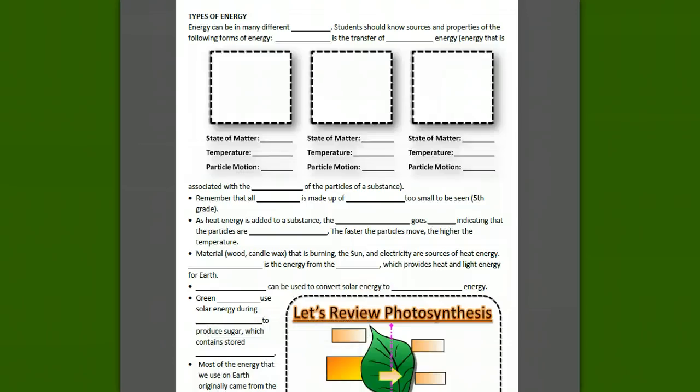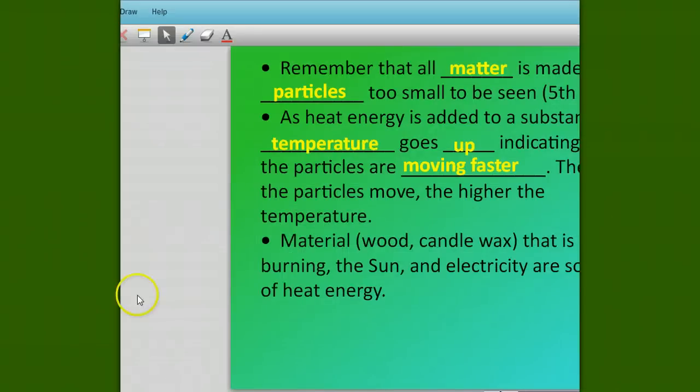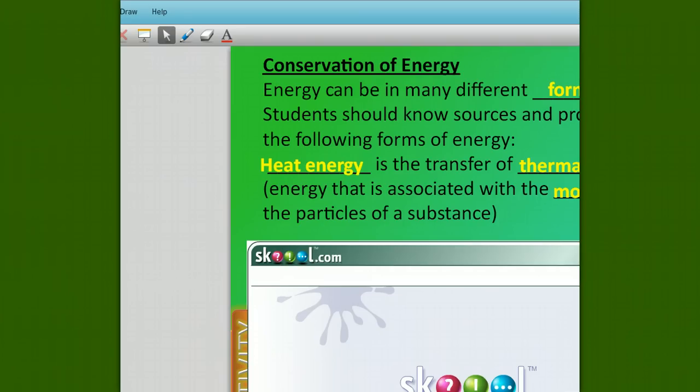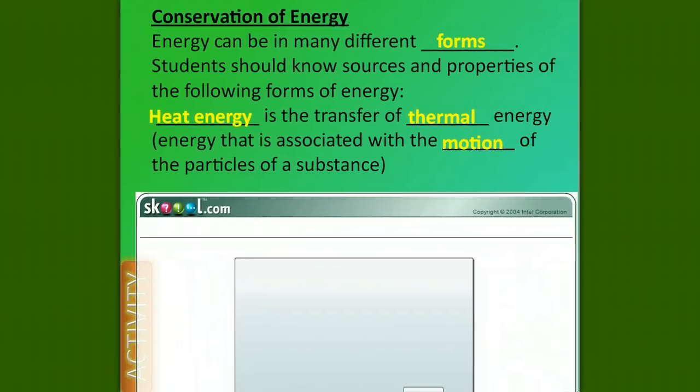Okay, so now I am going to show you the Smartboard presentation. So basically this is how it goes. I see yellow, don't you? I see the word forms, heat energy, thermal, and motion. So you need to go to your sheet and open it up, and while the teacher's talking, which is me, you need to fill in what you see. I see forms, I see heat energy, I see thermal, and I see motion.